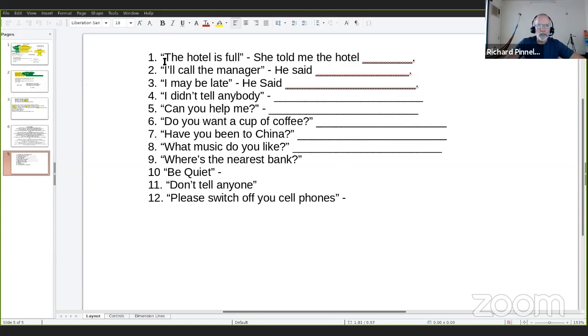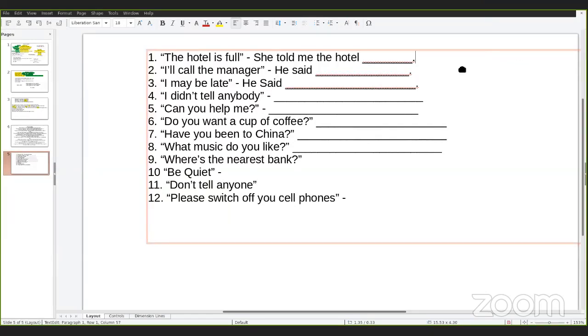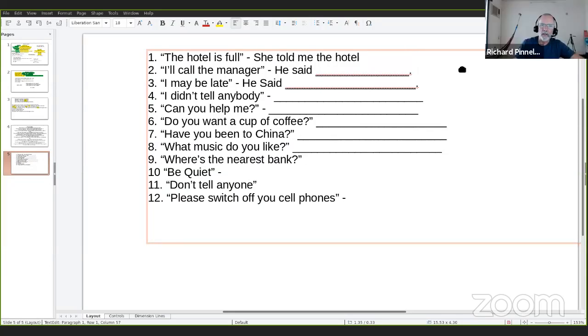The hotel is full. This is a direct speech. She told me the hotel was full. Yeah, very good. She told me the hotel was full.